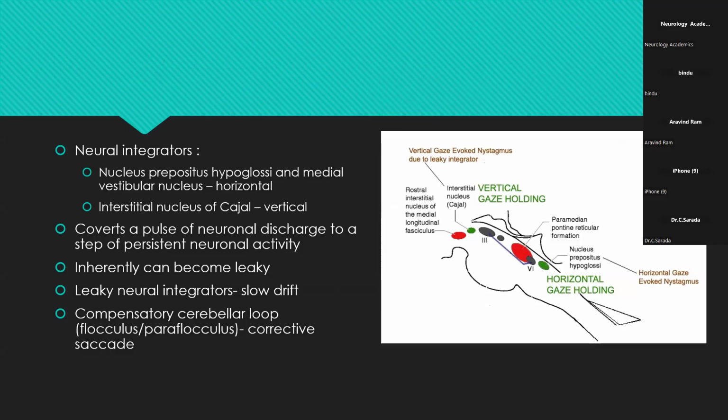They convert a pulse of neuronal discharge to a position command, that is the position at which the eye should be kept. As we age, it can inherently be leaky, and these are called leaky neural integrators that will cause a slow drift towards the primary position. To counteract that, there is a compensatory cerebellar loop involving the flocculus and paraflocculus that will correct such a leaky neural integrator slow drift towards the primary position. In this picture, we can see the INC, which is located in the midbrain, and NPH, that is nucleus prepositus hypoglossi, located in the medulla.